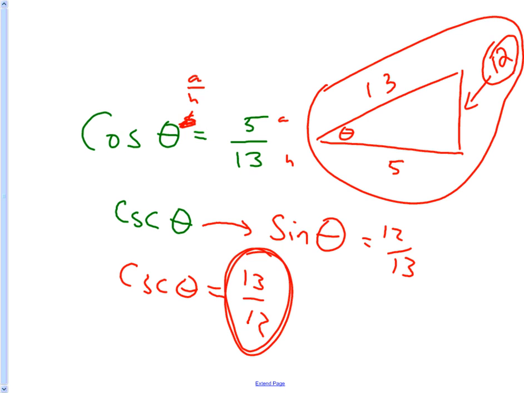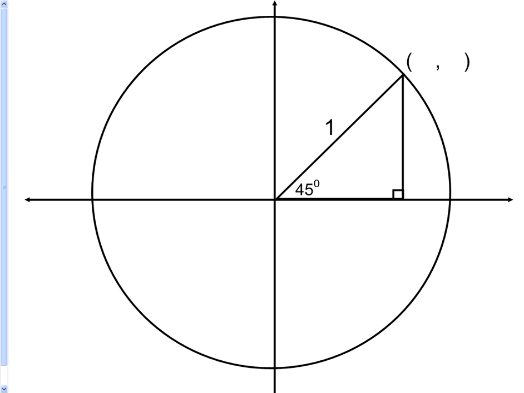Okay. Moving on, the last thing I got to teach you is called the unit circle. You know what unit means? 1. So it's just a circle that has a radius of 1.